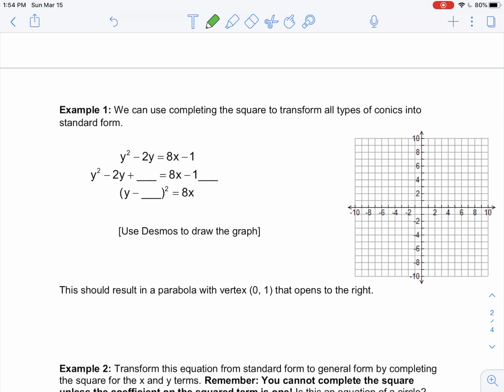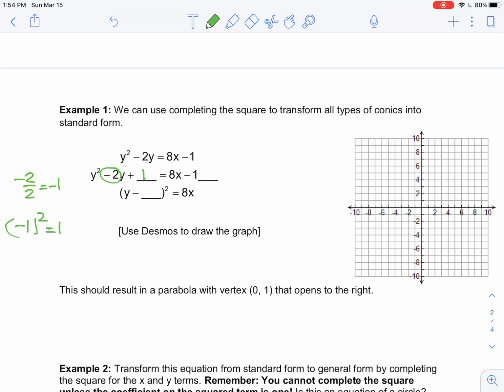We are completing the square to transform this equation. I think you've done this before, but you're basically trying to create a perfect square trinomial. So you need an extra value so that you could factor that nicely into a binomial. To do that, I take half of this middle coefficient, and then I square that value. And that's what I put in the blank.